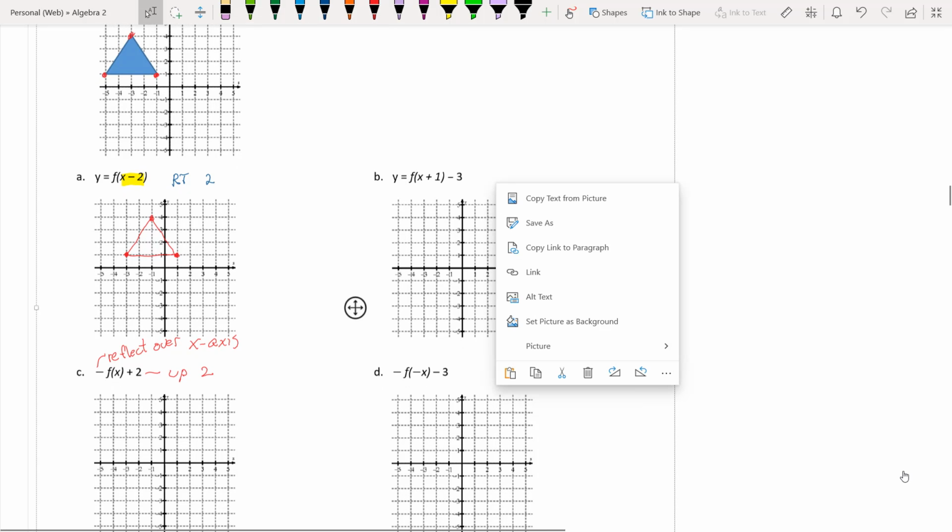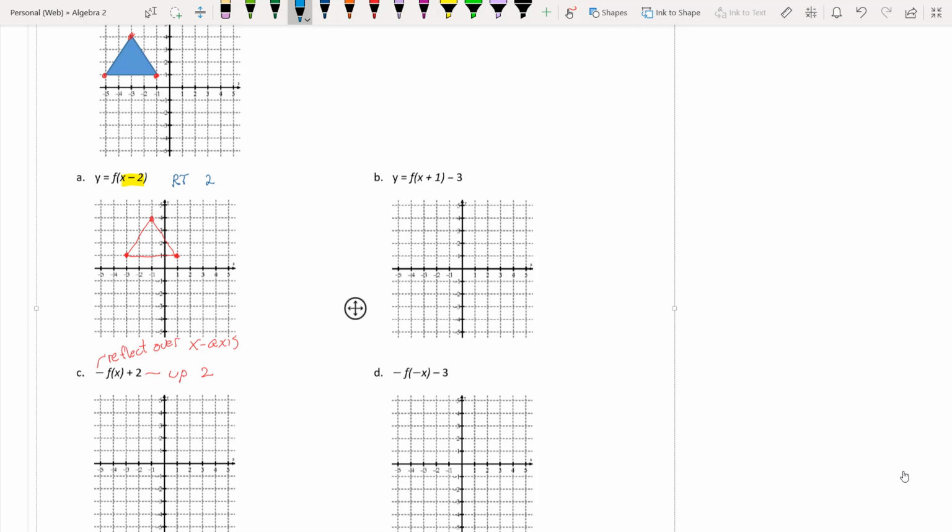Each of those points gets reflected over the x-axis. So negative 5, 1 becomes negative 5, negative 1. Negative 1, 1 becomes negative 1, negative 1. Negative 3, 4 becomes negative 3, negative 4. There's my new triangle. Now I need to bump all 3 of those points up 2 units. So I take each one of them, 1, 2. 1, 2. 1, 2. Boom, boom, boom. There's my triangle.